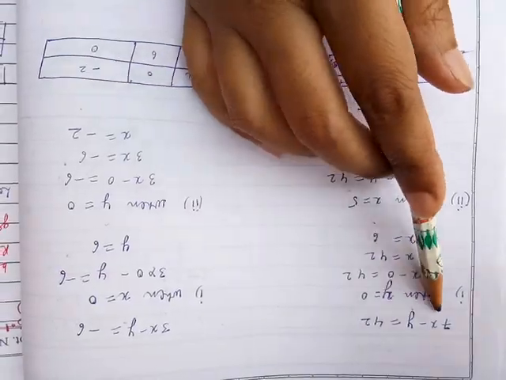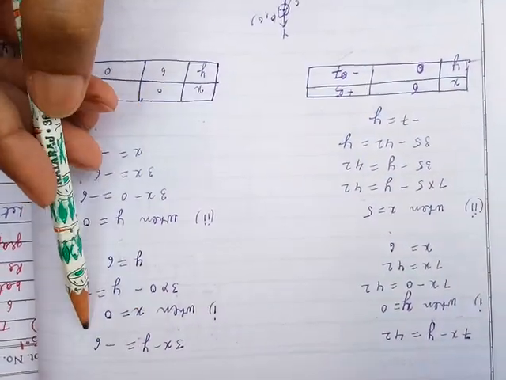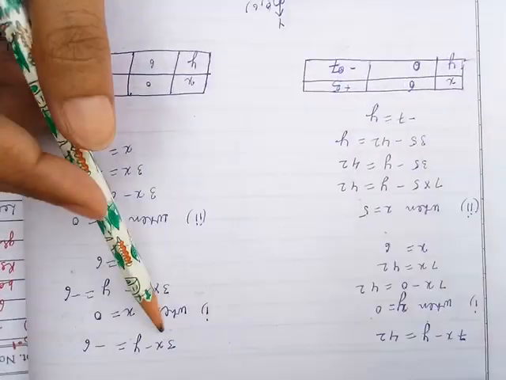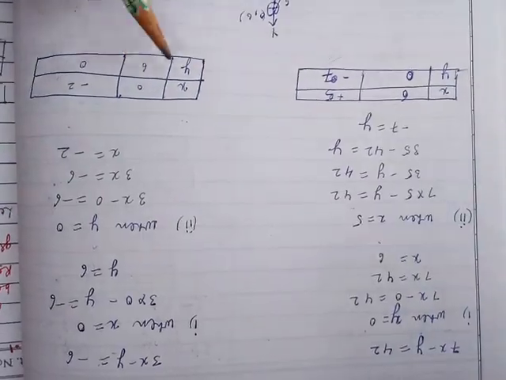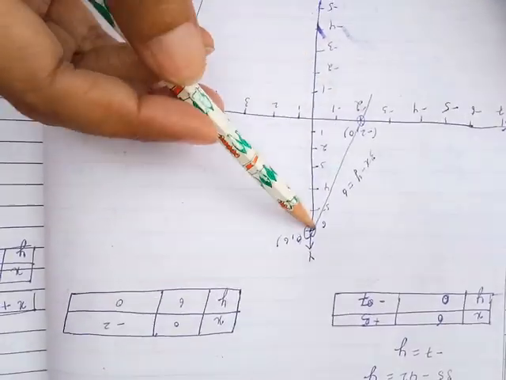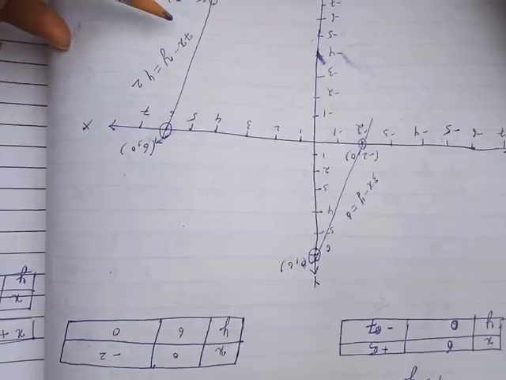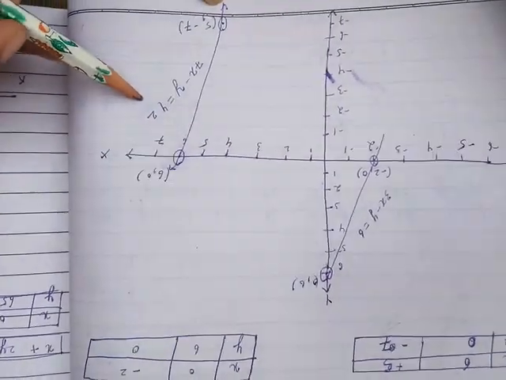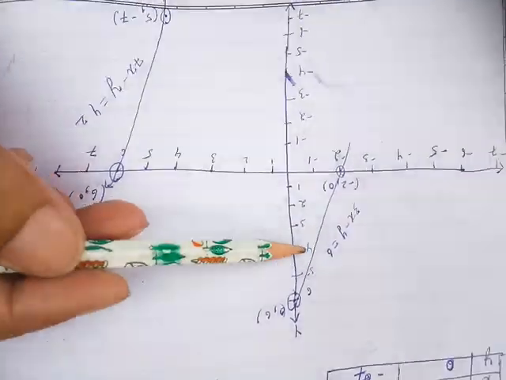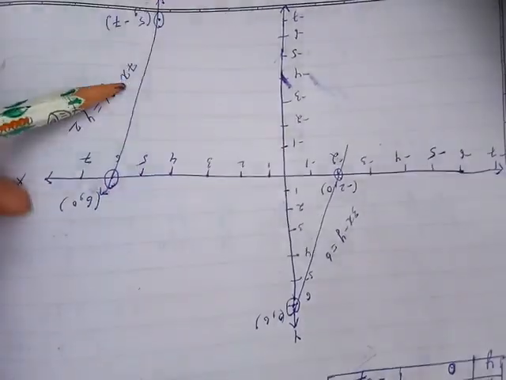For example, if two equations are there, 7x minus y is equal to 42 and 3x minus y is equal to minus 6. Find the solution of 3x minus y is equal to minus 6. Now plot these two equations on the graph. This line represents 3x minus y equals minus 6 and this line represents 7x minus y equals 42. What you observe is that these two lines are parallel lines. They are not intersecting.